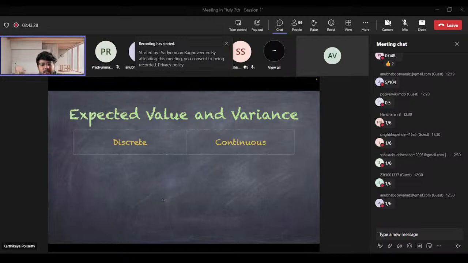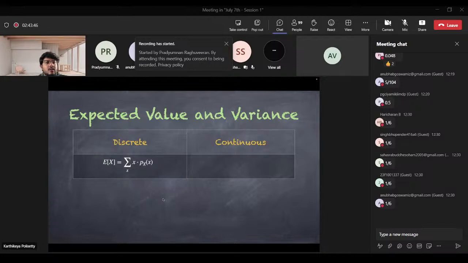So expected value and variance. We'll see how to calculate expected value and variance for different kinds of random variables. So for a discrete random variable, expected value is given by sigma over all x of x times p of x. So simply in terms, let's say what is the expected value if you are throwing a dice for many number of times? That is, you take the average of all values over all your throws.